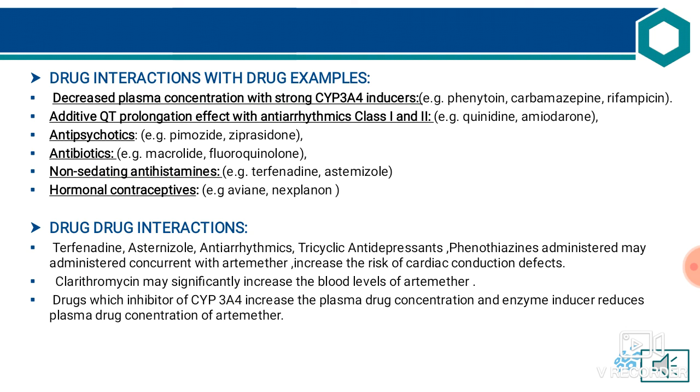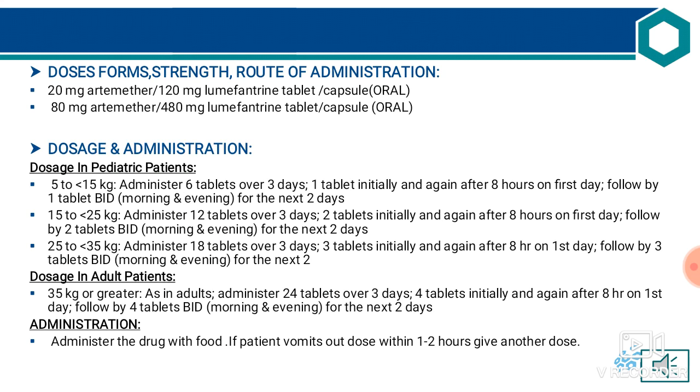Drug-drug interaction. Terfenadine, antiarrhythmic, tricyclic antidepressant administration may cause increased risk of cardiac conditions. Clarithromycin may significantly increase the blood levels of artemether. Drugs that are inhibitors of CYP3A4 increase the plasma drug concentration, and enzyme inducers reduce the plasma drug concentration of artemether.